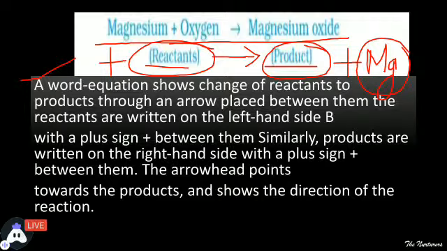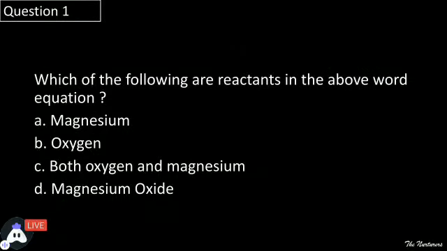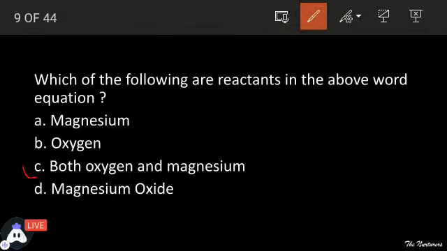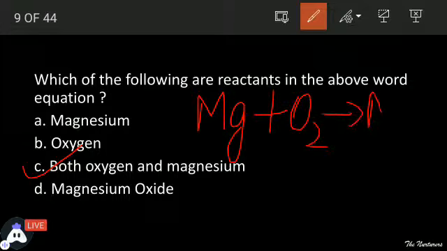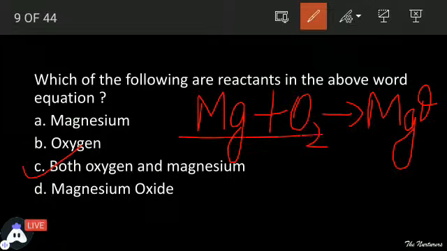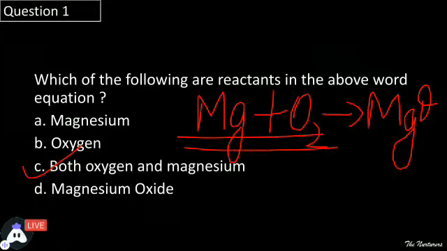So moving ahead to the simple questions. Which of the following are reactants in the above word equation? Since you can see the reaction, you have to tell which of the following are reactants. The substances which are reacting are termed as reactants. So which of the four is the correct answer? Whether it is magnesium, oxygen, both magnesium and oxygen, or magnesium oxide. Yes, both magnesium and oxygen were reacting, and since they were reacting, they are the reactants. So if we are asked the reactants, these two were the reactants.